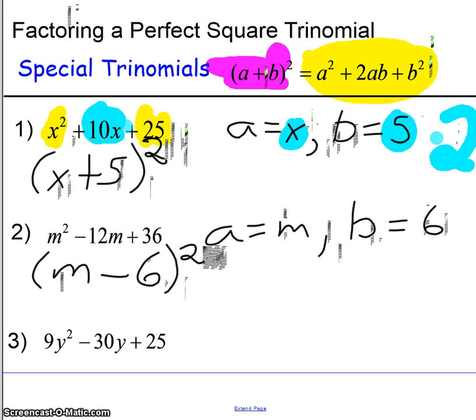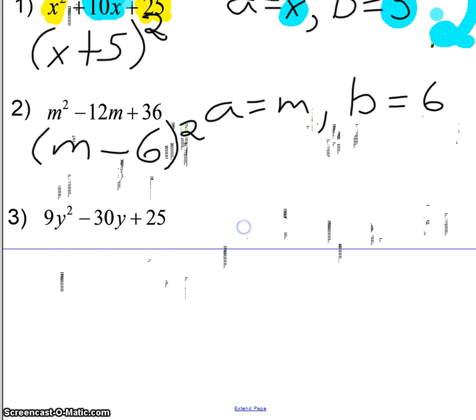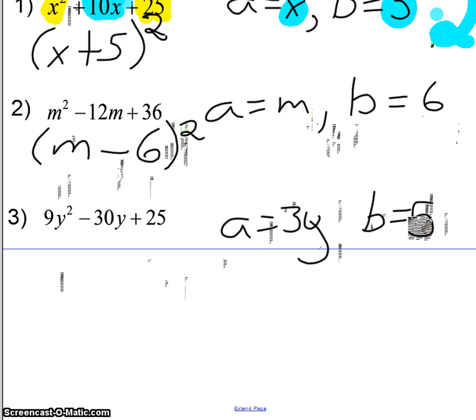All right, problem number 3. Okay. A is the square root of 9y squared, so a is 3y. B is the square root of 25, which is 5. And if I were to multiply those two together and double it, I've got 3y times 5 is 15y times 2 is 30y. So here I go. Square root of the first term, sign of the middle term, square root of the last term, squared.